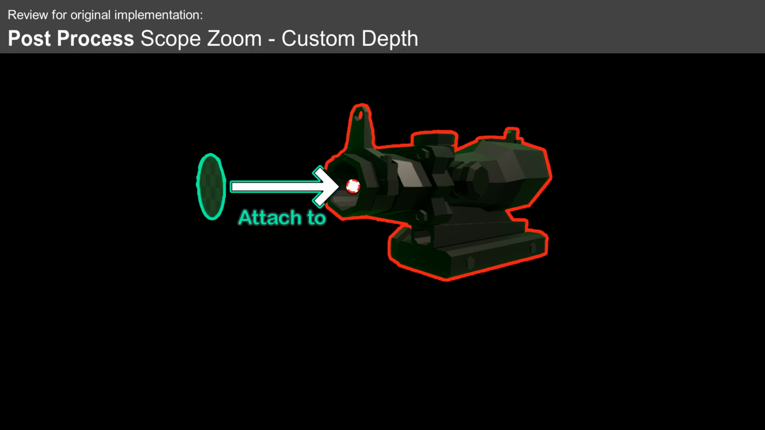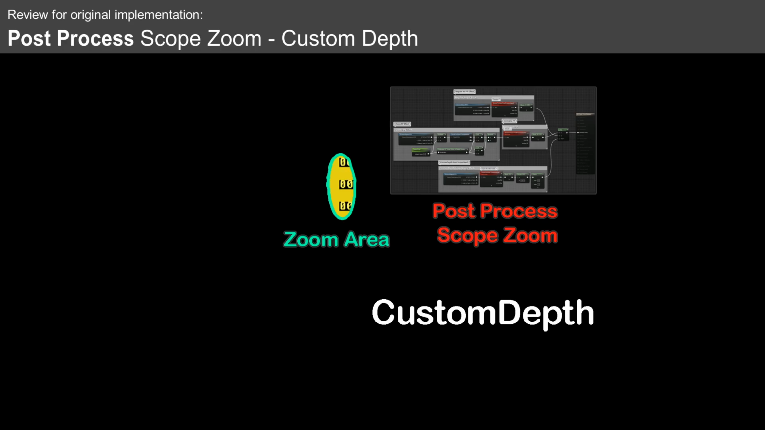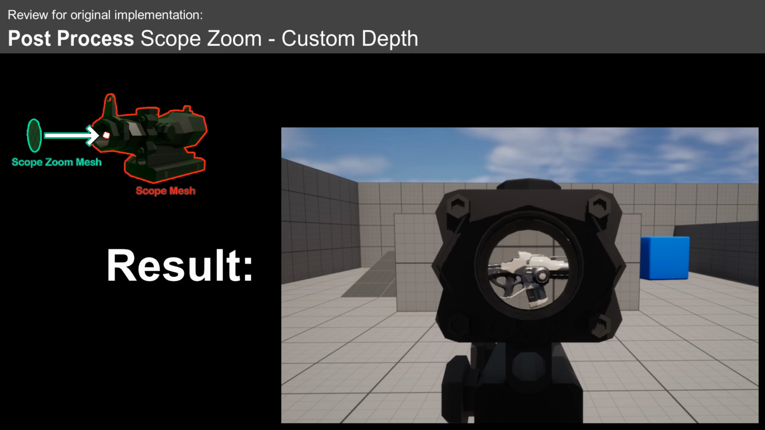You attach a mesh that will act as your mask for the zoom to the mesh of your scope. That mesh will then be configured to be visible in the custom depth. From there, you use post-process to identify the quote-unquote zoom mesh on the screen while also applying a zoom effect with post-process. With this implementation, you can create a zoom effect for scopes.